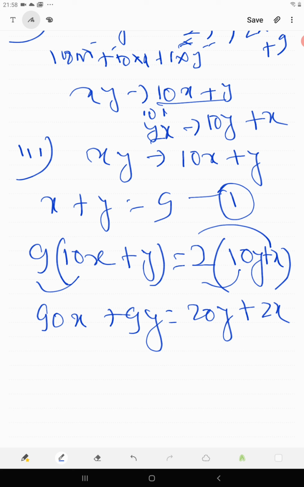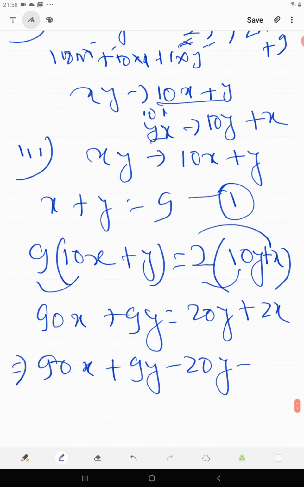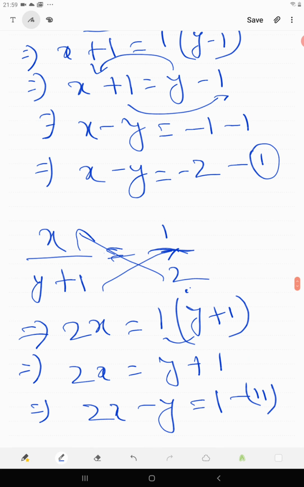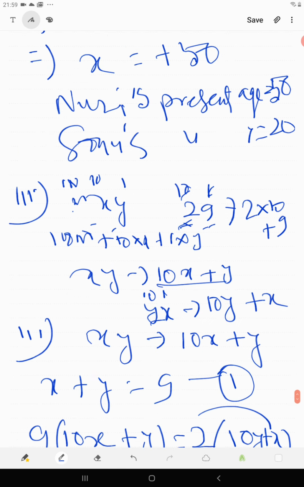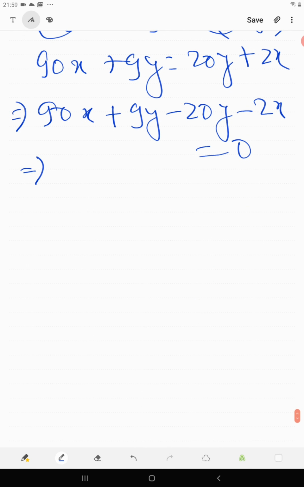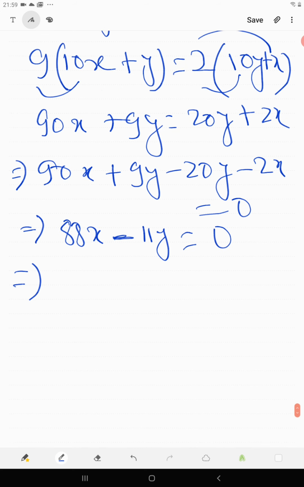Now bring the whole thing to the left side. 90x plus 9y minus 20y minus 2x equals 0. So this gives us 90x minus 2x is 88x, plus 9y minus 20y. The bigger is 20, so that sign will come, and 20 minus 9 is 11. So 88x minus 11y equals 0. Correct? This is our equation 2.